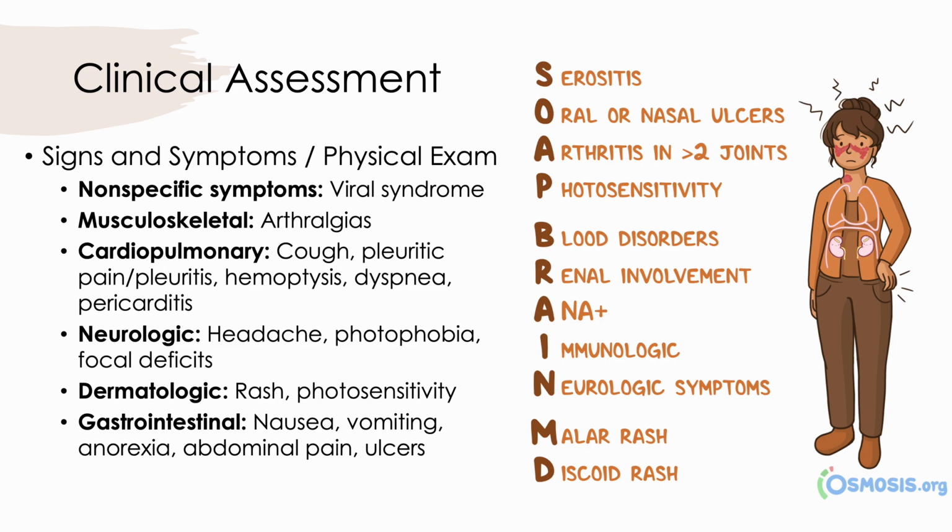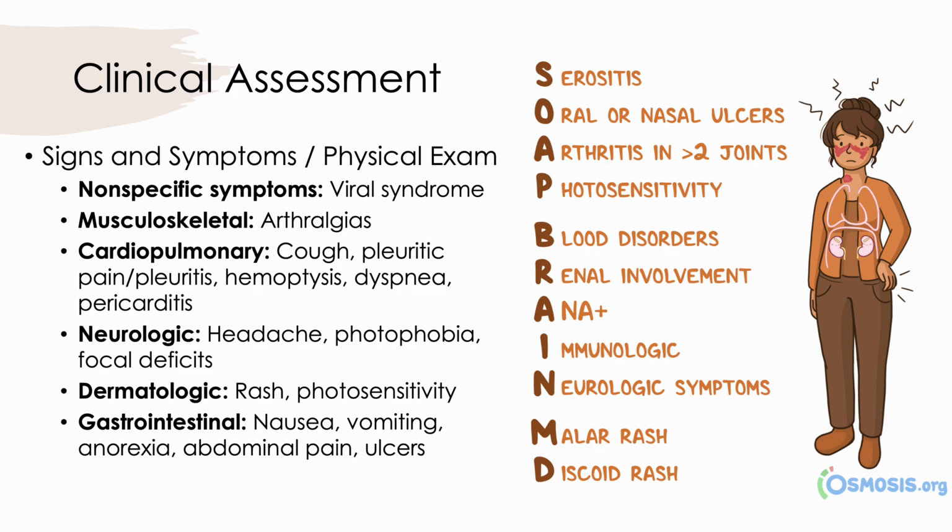Cardiopulmonary manifestations include cough, pleuritic pain or pleuritis, hemoptysis, dyspnea, and pericarditis. Neurologic symptoms may include headache, photophobia, or focal deficits. Dermatologic complaints include malar or discoid rash or photosensitivity. And GI symptoms may include nausea, vomiting, anorexia, or abdominal pain. The severity of reactions can range from joint pain to death secondary to organ damage.